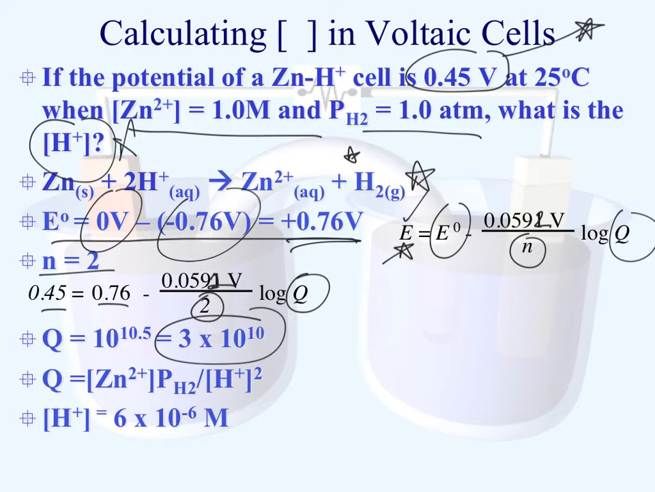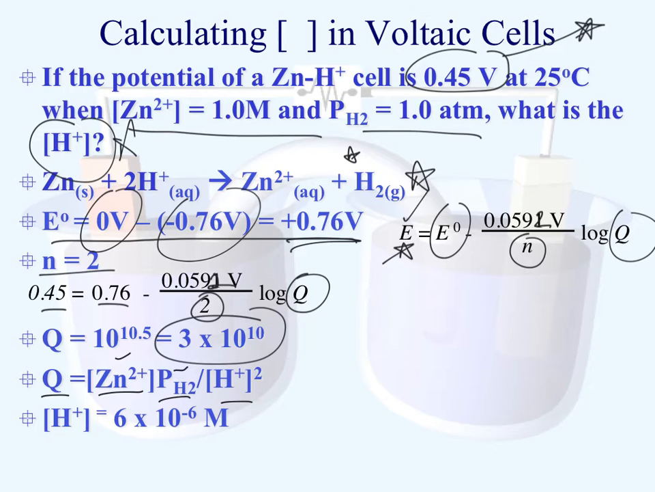Now that we know our Q value, we can take this number and use the products over the reactants reaction quotient expression to solve for what we don't know. So in this case, we set up Q, we have our products divided by our reactant squared. Notice we've left out the zinc solid. We don't need that in our expression. We're going to plug in our zinc 2 plus concentration, plug in the partial pressure of our H2, and solve this problem for the H+ concentration.